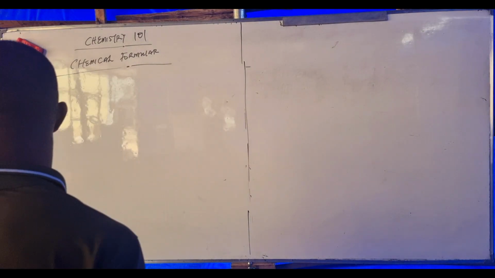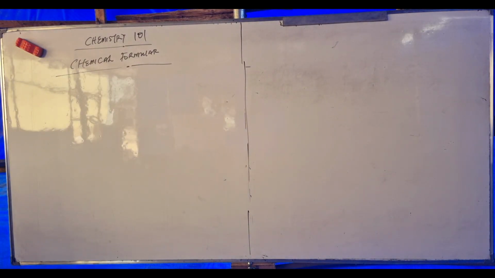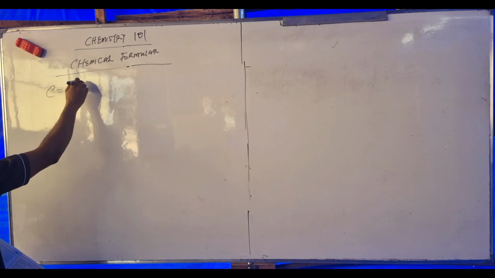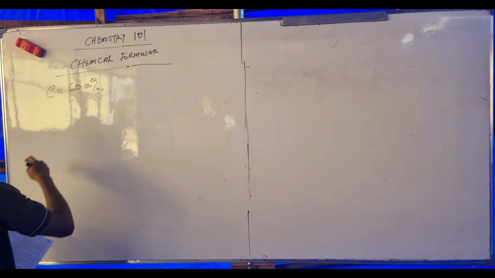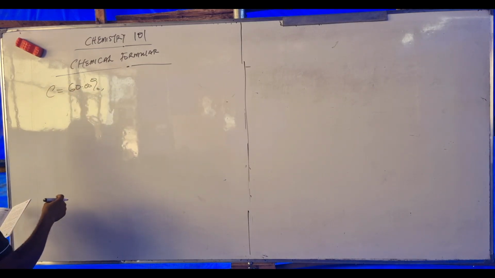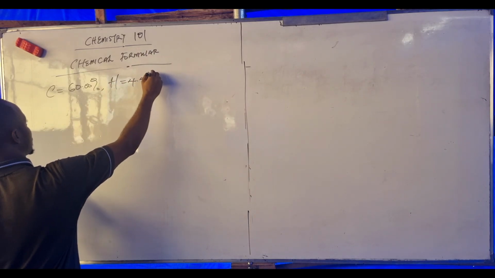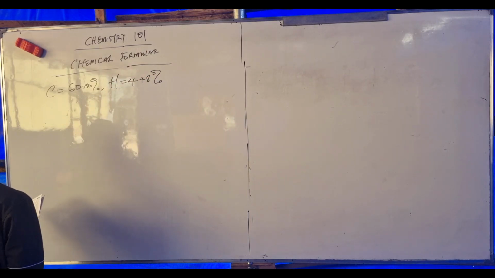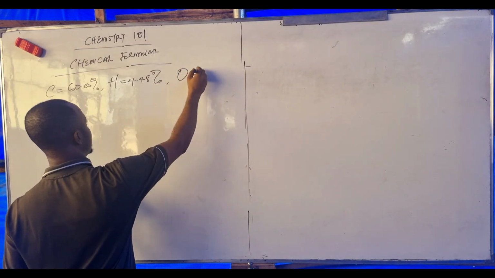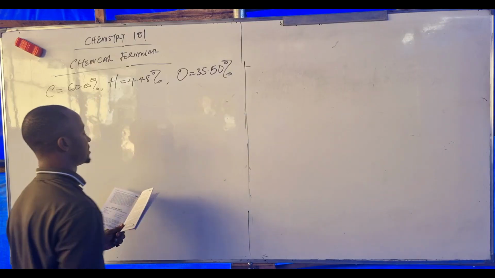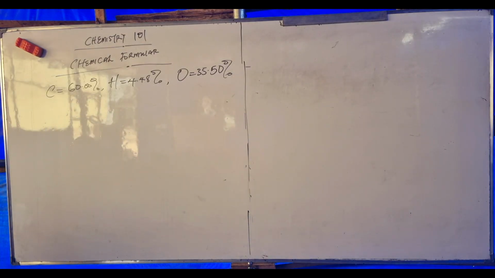Now listen. We are told that aspirin contains carbon, given as 60.00 percent, hydrogen 4.48 percent, and oxygen 35.50 percent. Now we have to find the empirical formula.